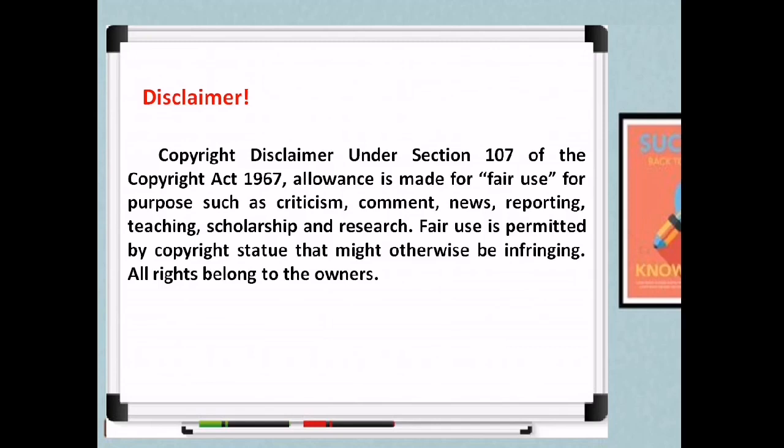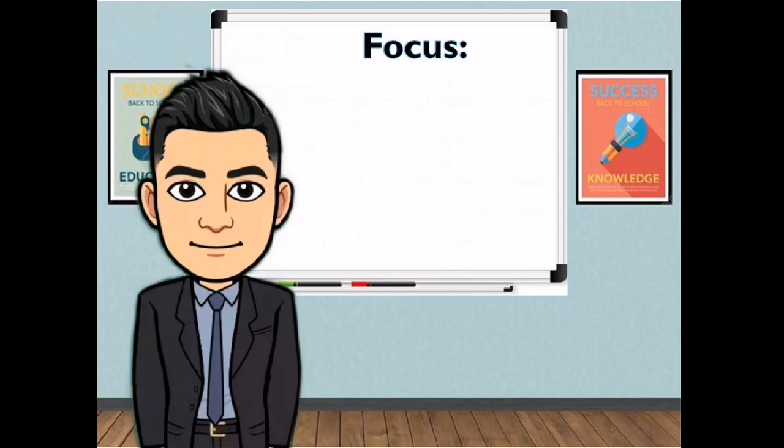So I would like to give disclaimer before I start my video. The copyright disclaimer under Section 107 of the Copyright Act 1967. Allowance is made for fair use for purpose such as criticism, comment, news, reporting, teaching, scholarship, and research. So I would like to give credits to the owner of this module.